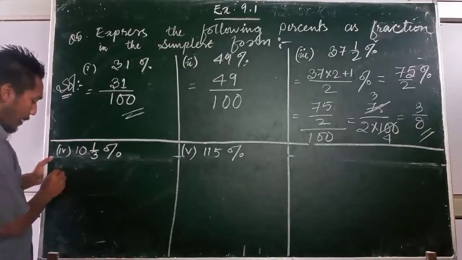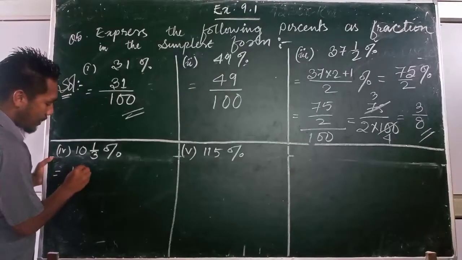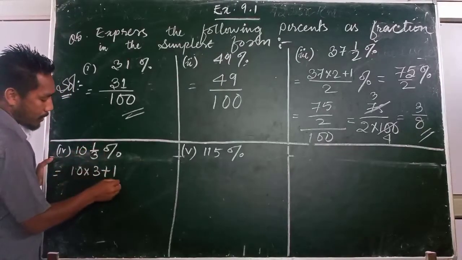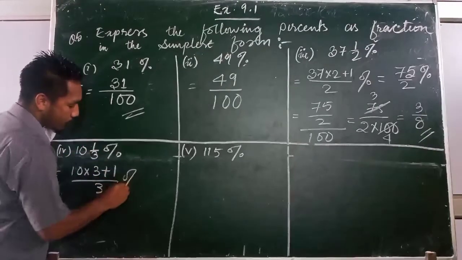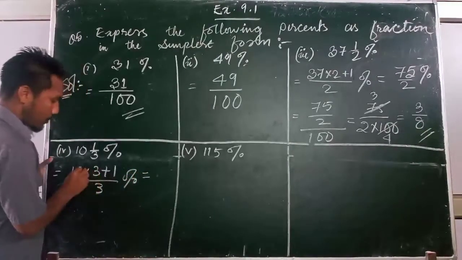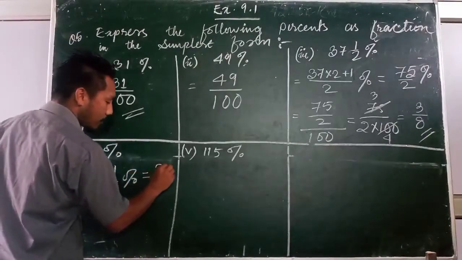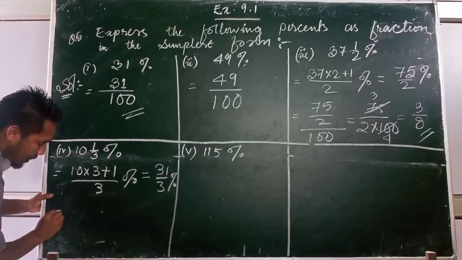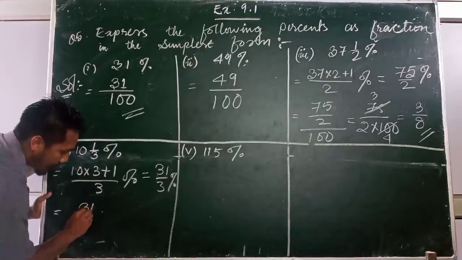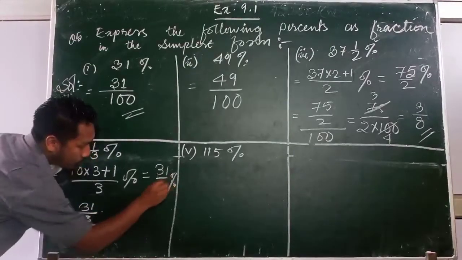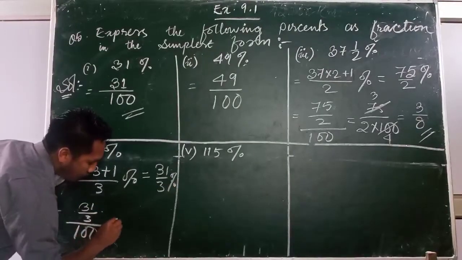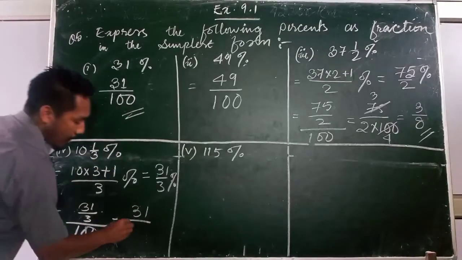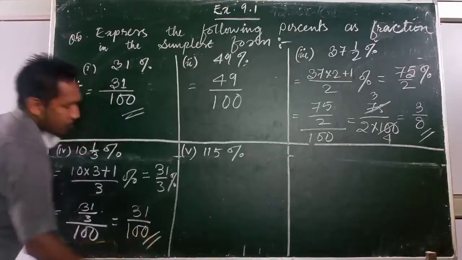Similarly, 10 into 3 plus 1, divided by 3 percent. So 10 into 3 plus 1 becomes 31 divided by 3 percent. If I write this further, this will become 31 by 3 divided by 100, since the percent is divided by 100. So 31 by 3 into 100. So this is your answer.